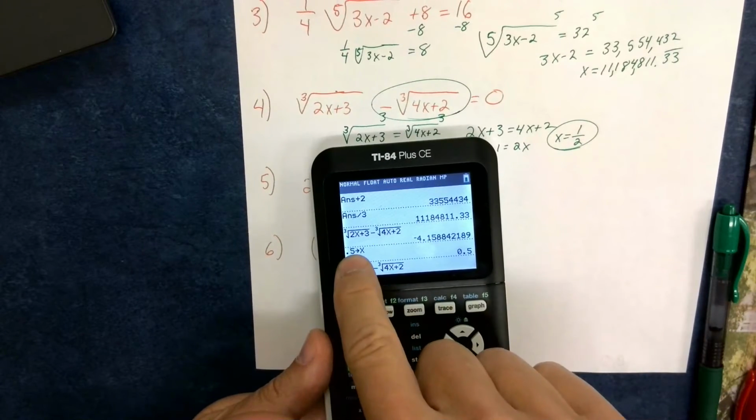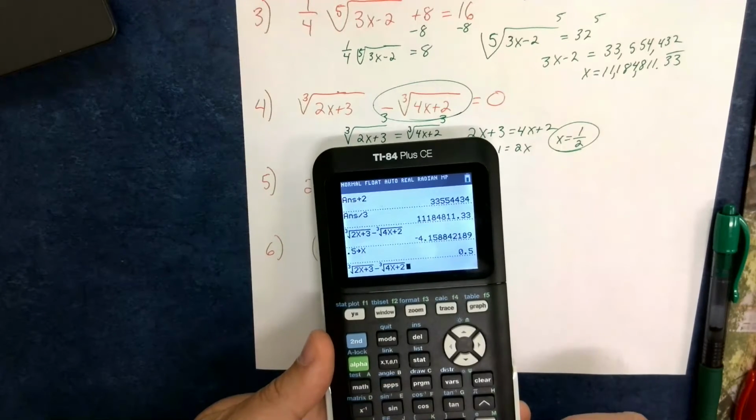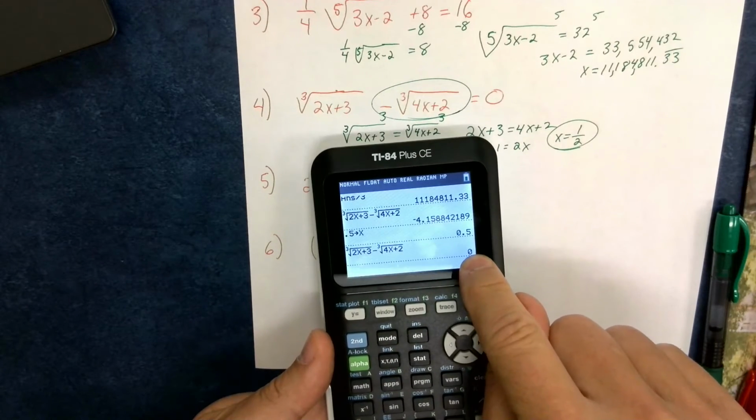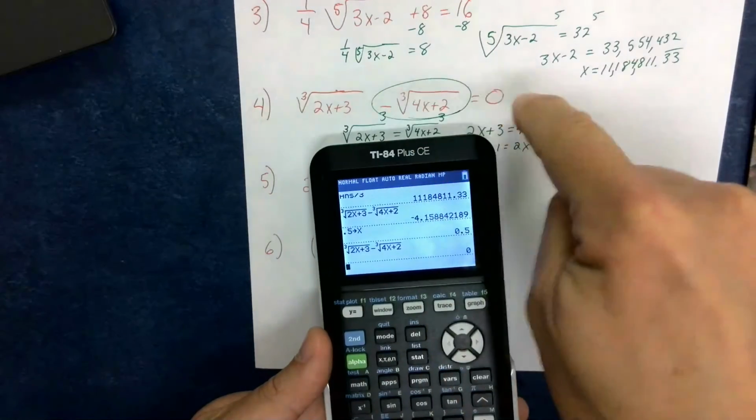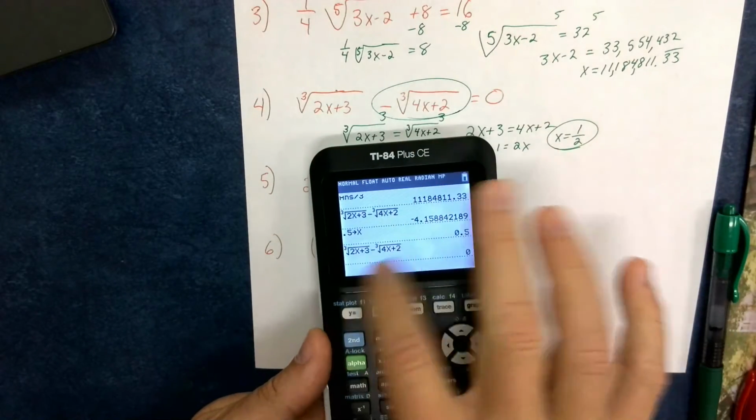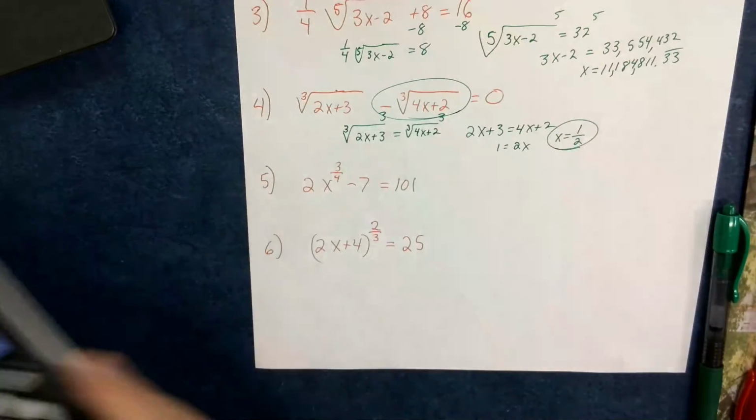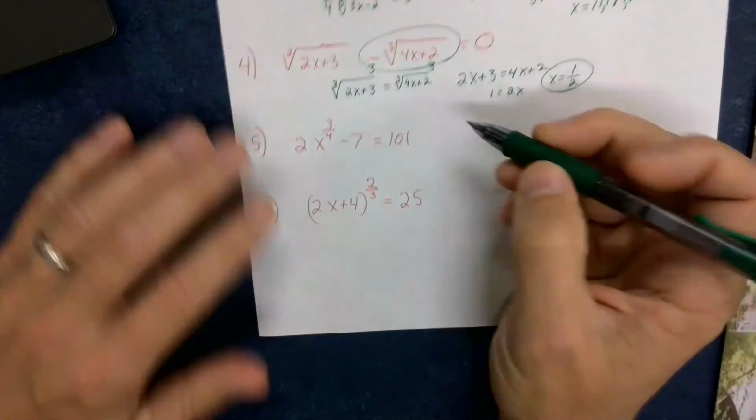And now, because I'd already stored x as 1/2, now I can do it again. And you see that I get 0. And that's what we were trying for. This minus this equals 0. I could also graph them, and if I did intersection, they would intersect at 0.5.